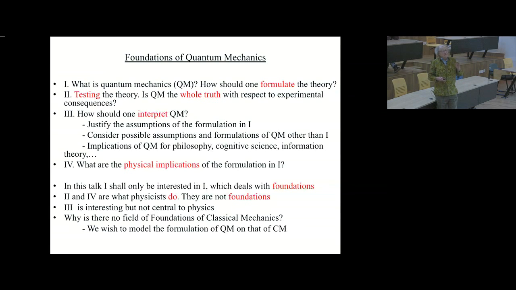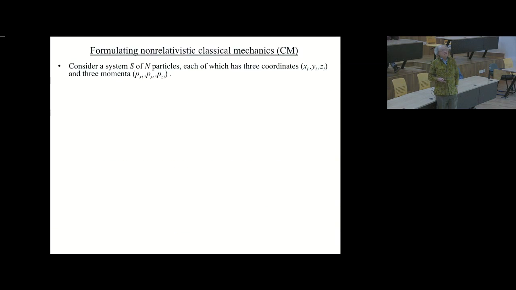Okay? So let me first give you a summary of how to formulate classical mechanics, because I want to model the formulation of quantum mechanics on classical. So as I say, I'm going to do this in a slightly more abstract way than usual. So first of all, consider a closed system, S, of n particles, or n degrees of freedom, each of which has 3 coordinates and 3 momenta.